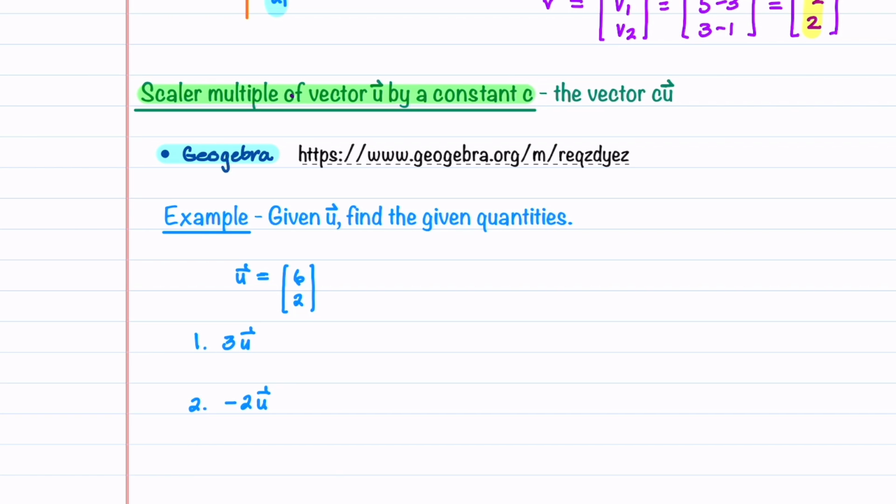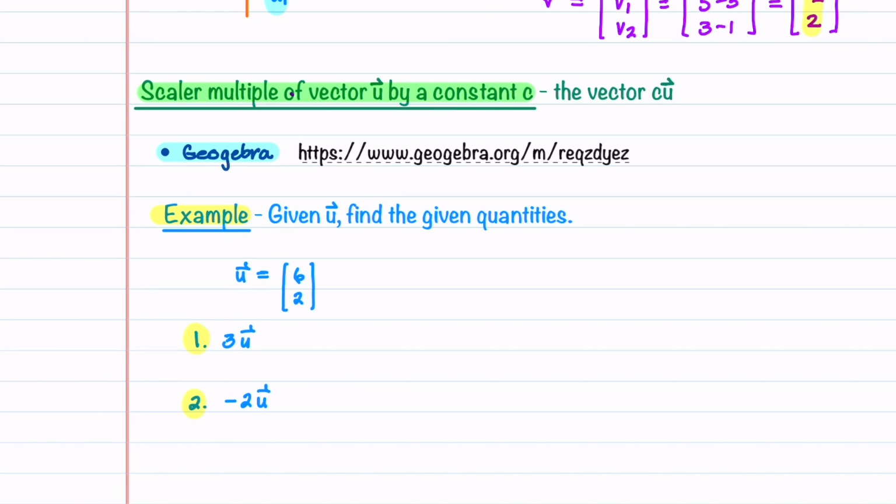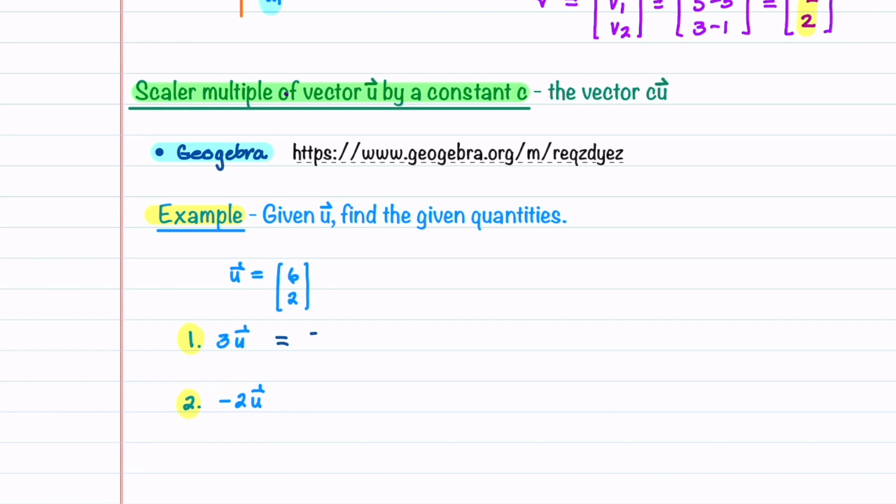Let's now look at an example where we're given a vector u and asked to compute 3u and then minus 2u. 3u is going to be 3 times our vector 6, 2. When we multiply a scalar times a vector, we have to multiply that scalar by each component in the vector. So 3 times 6 is 18, and then 3 times 2 is 6. Multiplying vector u by 3 triples the length of the vector.